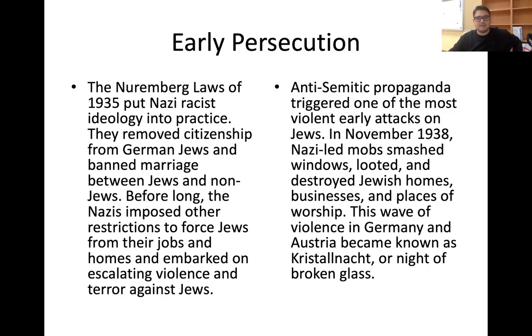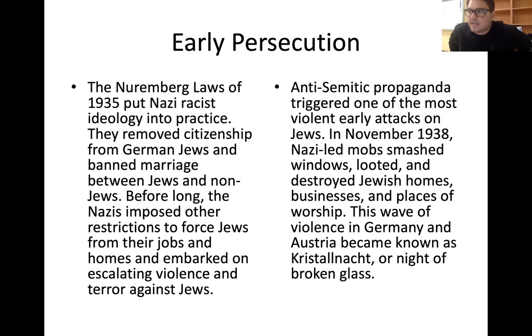and terror against Jews. Anti-Semitic propaganda triggered one of the most violent early attacks on Jews and on people in general. In November of 1938, Nazi-led mobs smashed windows, looted and destroyed Jewish homes, businesses, and places of worship. This wave of violence in Germany and Austria became known as Kristallnacht, or Night of Broken Glass. So Kristall, right? It sounds like crystal, like glass, and Nacht means night. So let's get started with the Nuremberg laws.